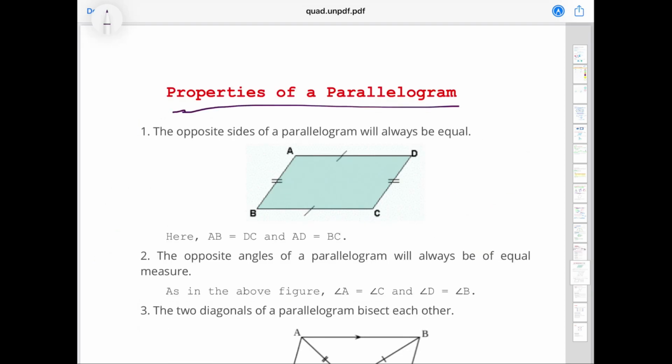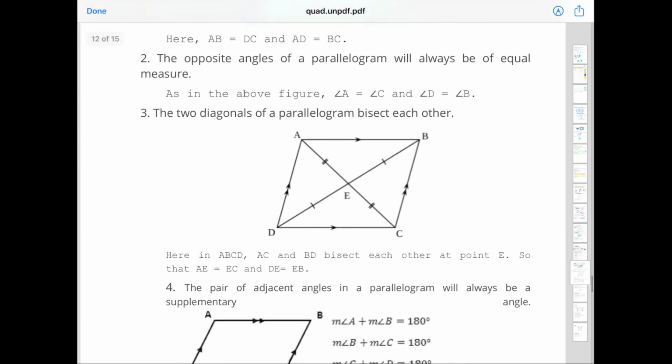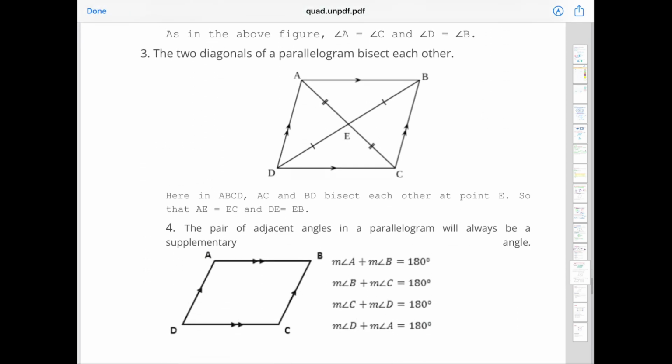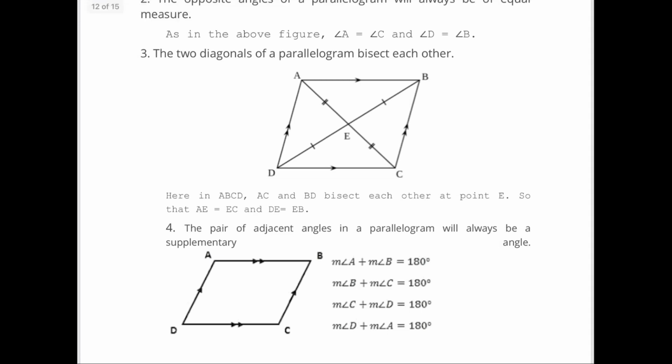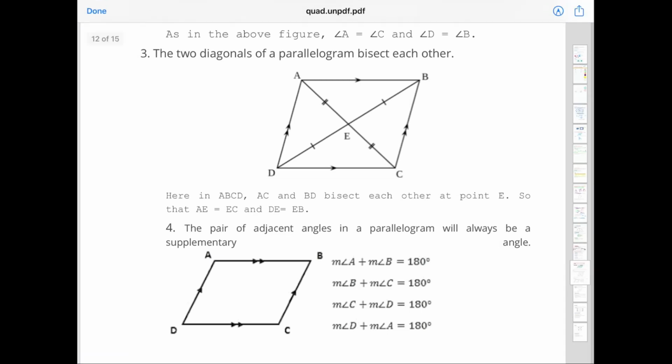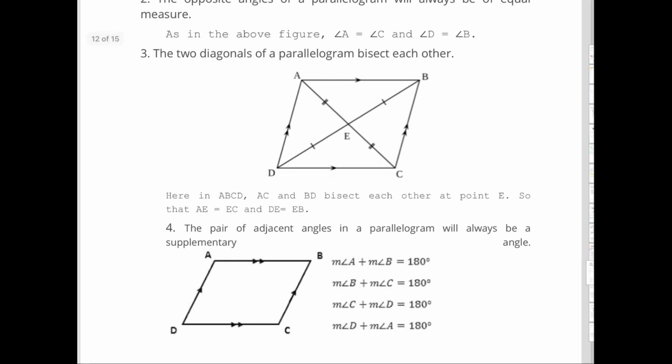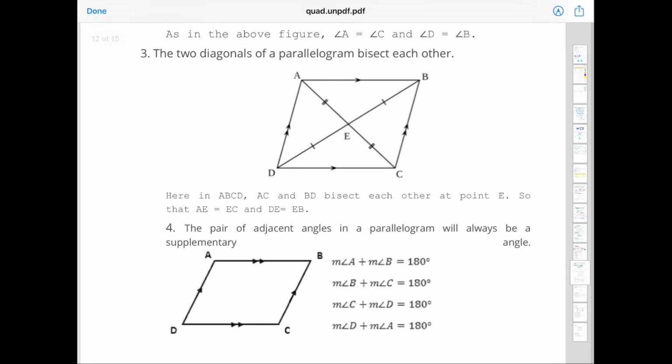The next topic is the properties of a parallelogram. I've told already, the opposite sides of a parallelogram will always be equal. The opposite angles of a parallelogram will always be equal. The two diagonals bisect each other, meaning AE will be equal to EC and DE equal to EB.